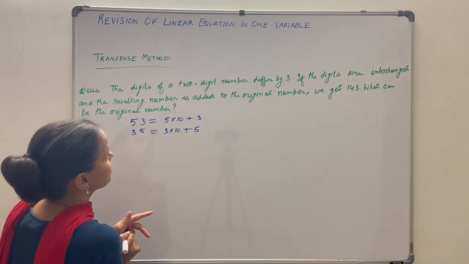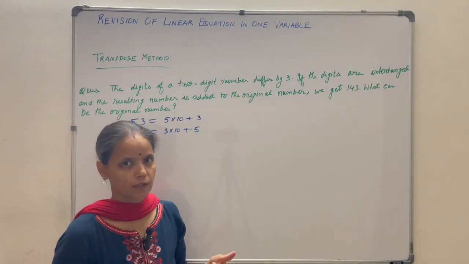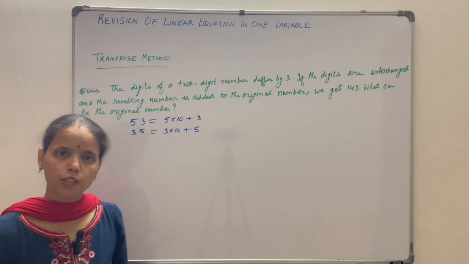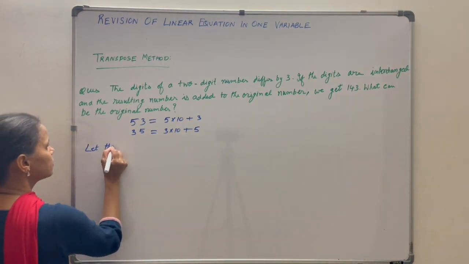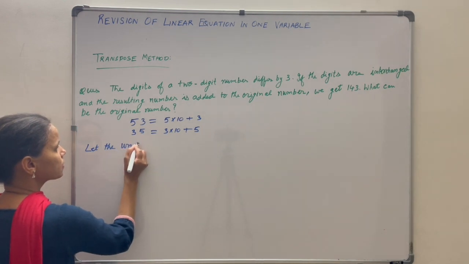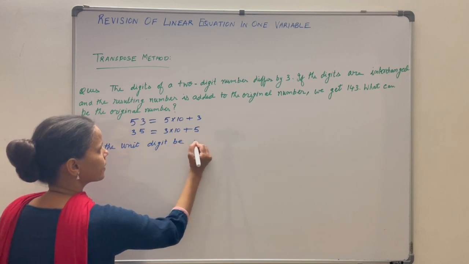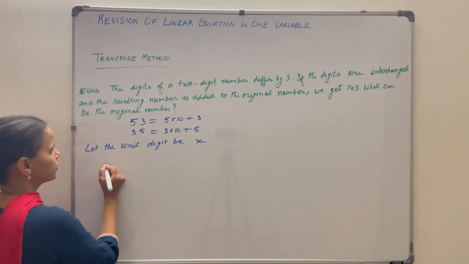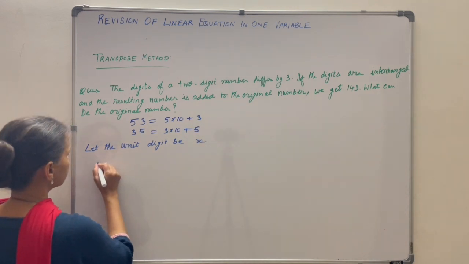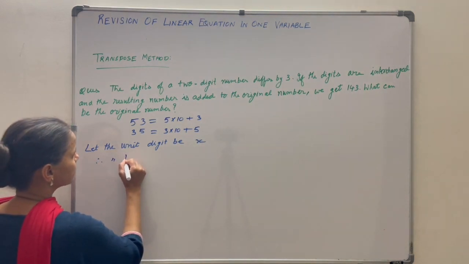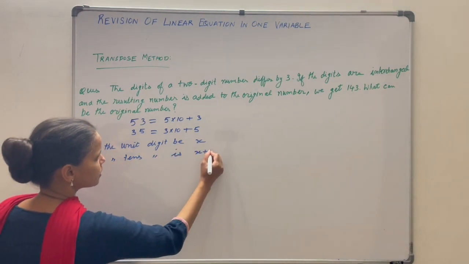Now let us see this question. If the digits of a two-digit number differ by 3, let us assume the units digit to be x. So what will be the tens digit? They differ by 3. So therefore the tens digit is x plus 3.